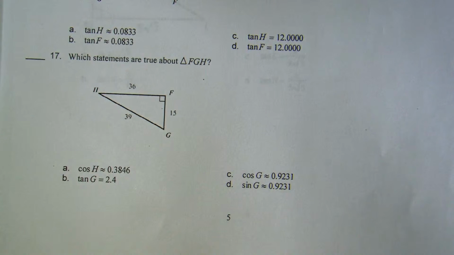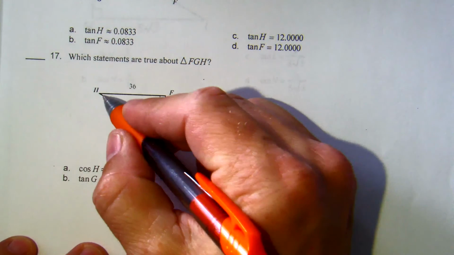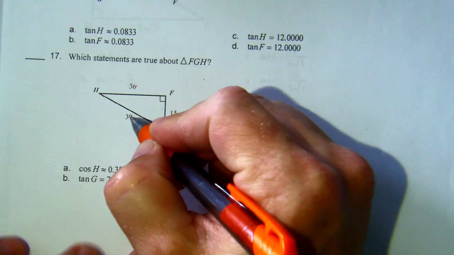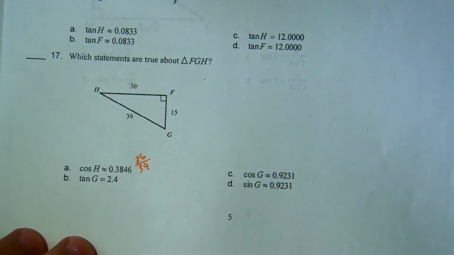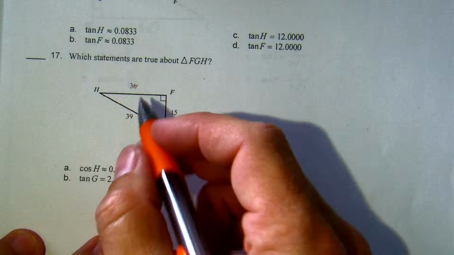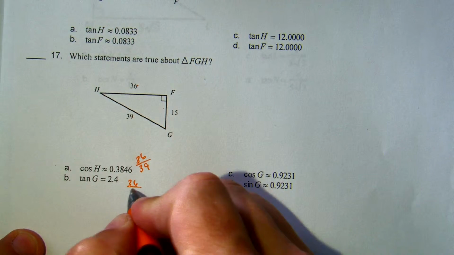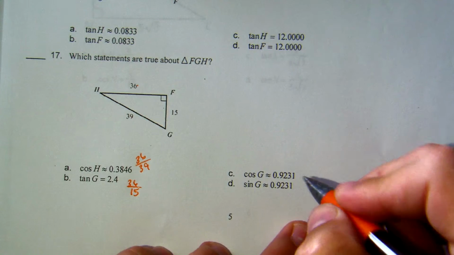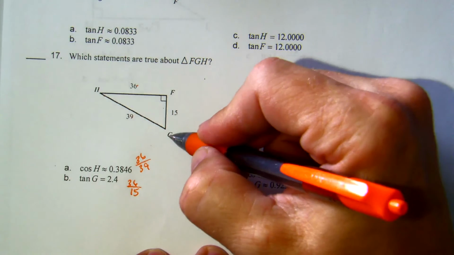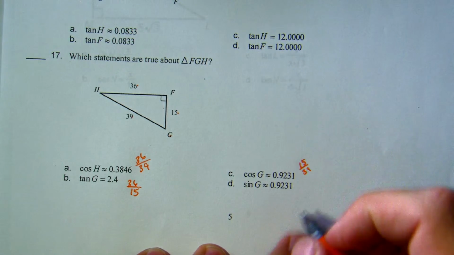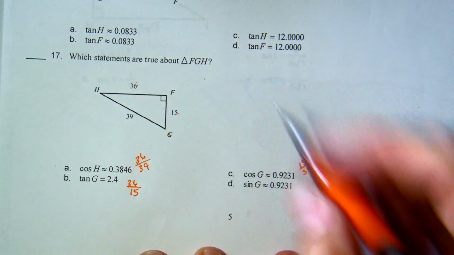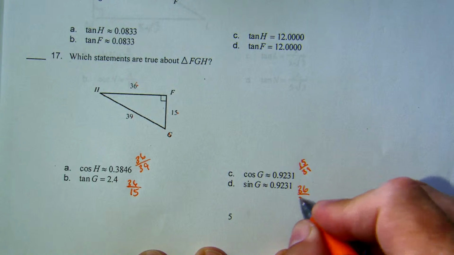All right, now here's what we're reinforcing. Do you know what the cosine of H is? The cosine of H is adjacent over hypotenuse. It's 36 over 39. The tangent of G is 36 over 15. The cosine of G is 15 over 39. And the sine of G is 36 over 39.